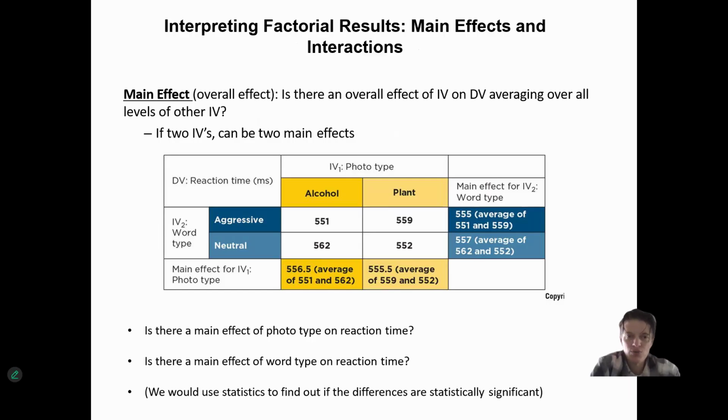Now, when we're trying to interpret the results of factorial designs, we have what are called main effects and we have what are called interaction effects. A main effect is like an overall effect. Is there an overall effect of one independent variable on the dependent variable across all levels, right? If we have two independent variables, we could have two potential main effects, and you could have one for one and not for another, right?